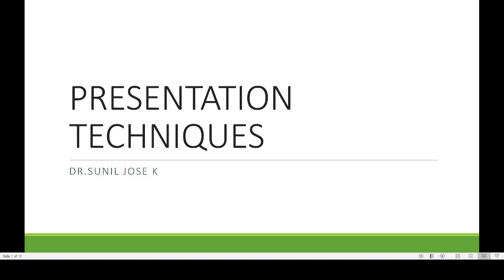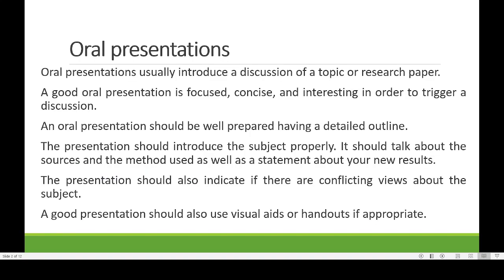So coming to presentation technique, basically presentation techniques means the different methods that we are using for presentation of research ideas or research results.